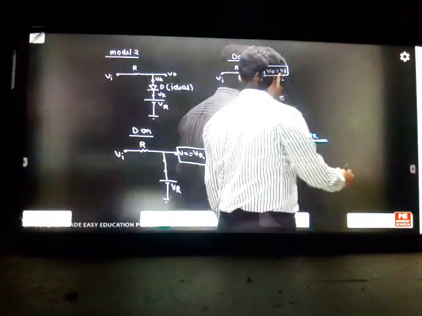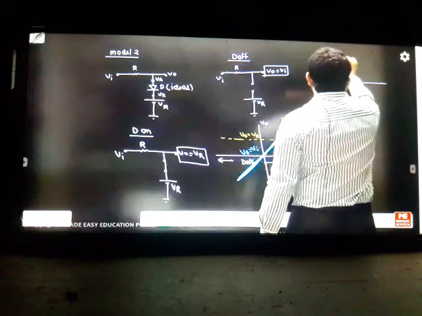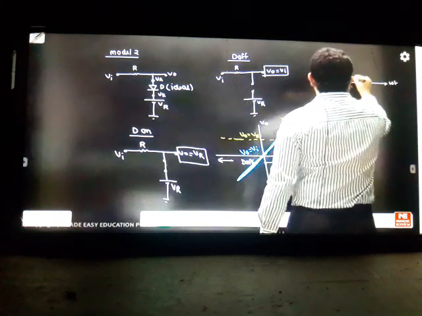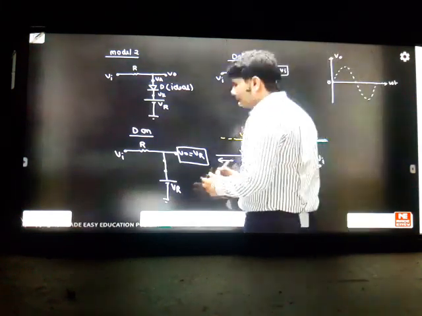So finally, what is the output waveform? We can write. This is your output waveform. This is 0. We can write the output waveform for this.